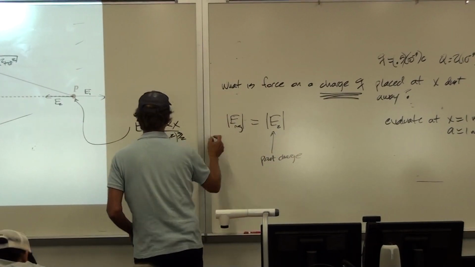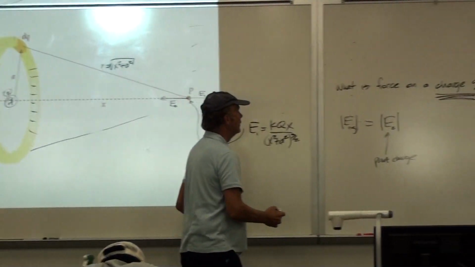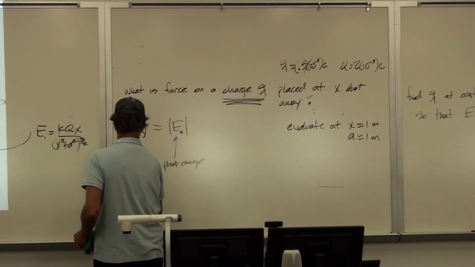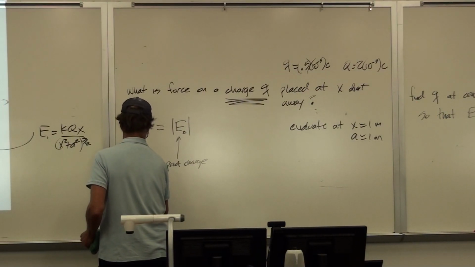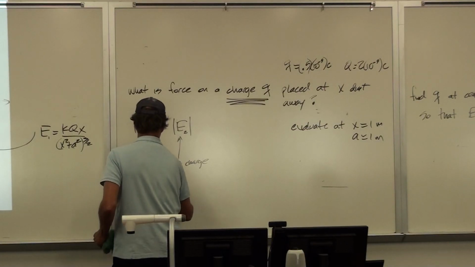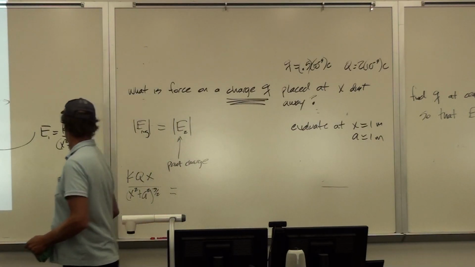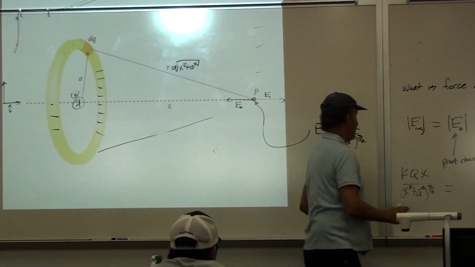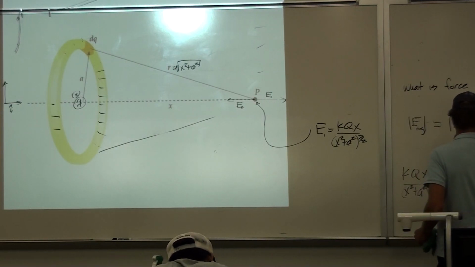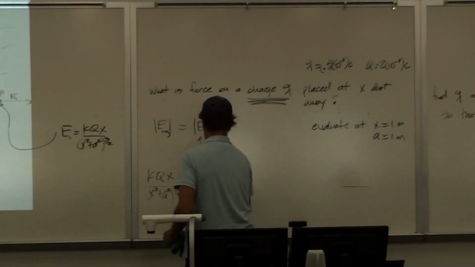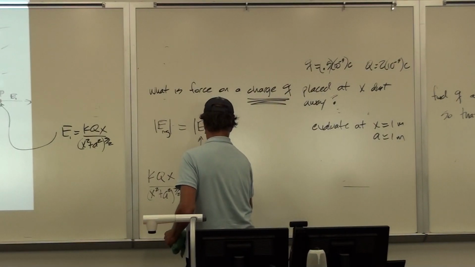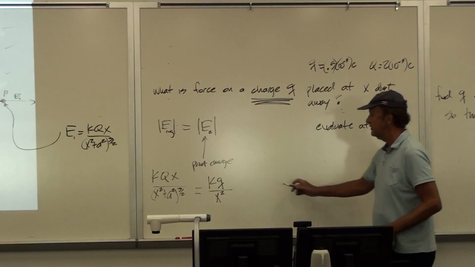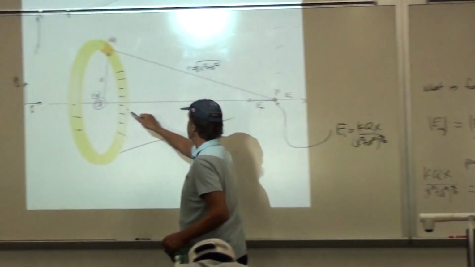So can I do that for the ring? Well, yeah, I already did that. So I just put that in on the left. It's going to be K big Q x over x squared plus a squared to the 3/2 power. And I'll set that equal to, over here, at this distance, that's x away. So that's going to be K little q divided by x squared. Everybody see where that came from? This is just a point charge at the center.